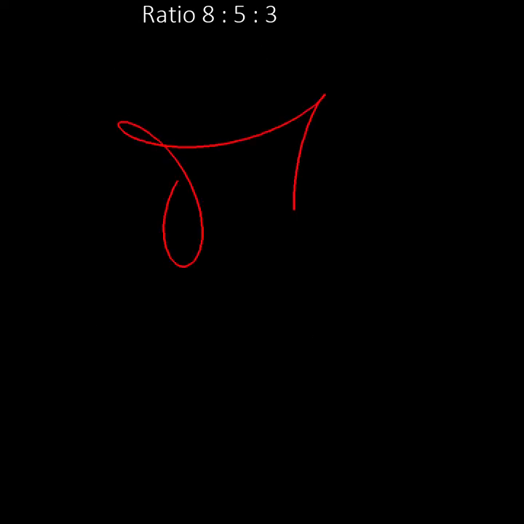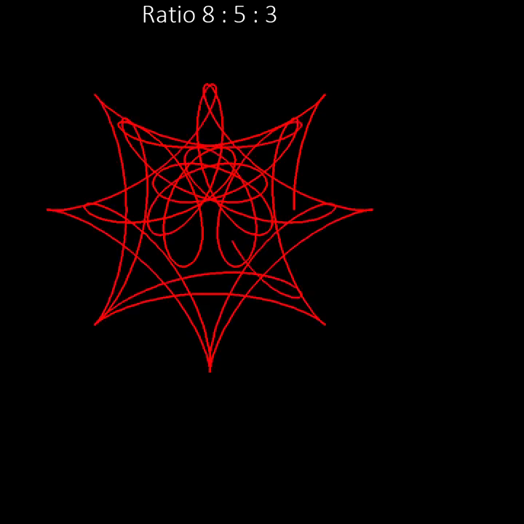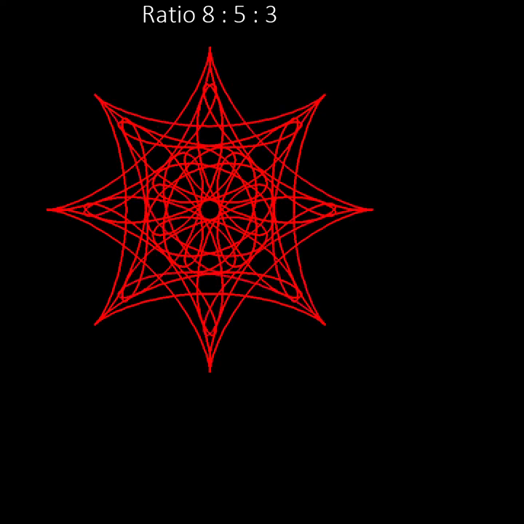This is the pattern we get if we put a pen on the smallest wheel. I've taken away the wheels and just left the pattern to make this clearer. In the next video, we will look at the patterns we get if we put pens at different places on the moving wheel.